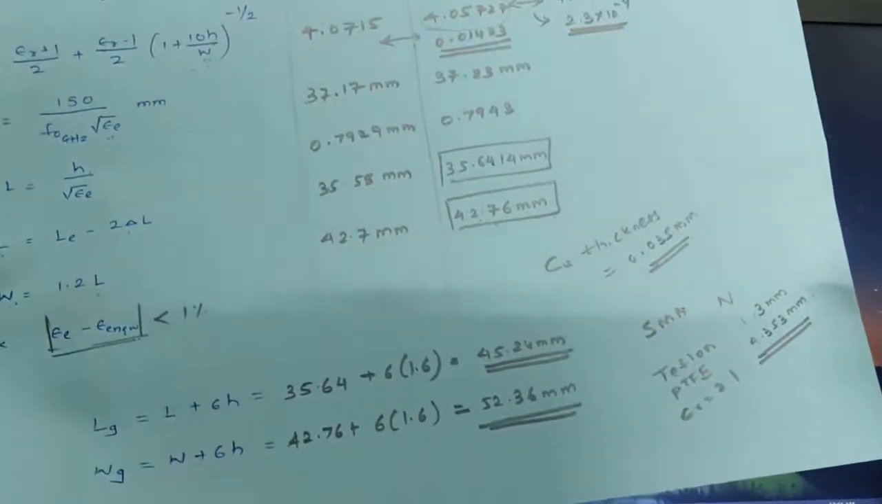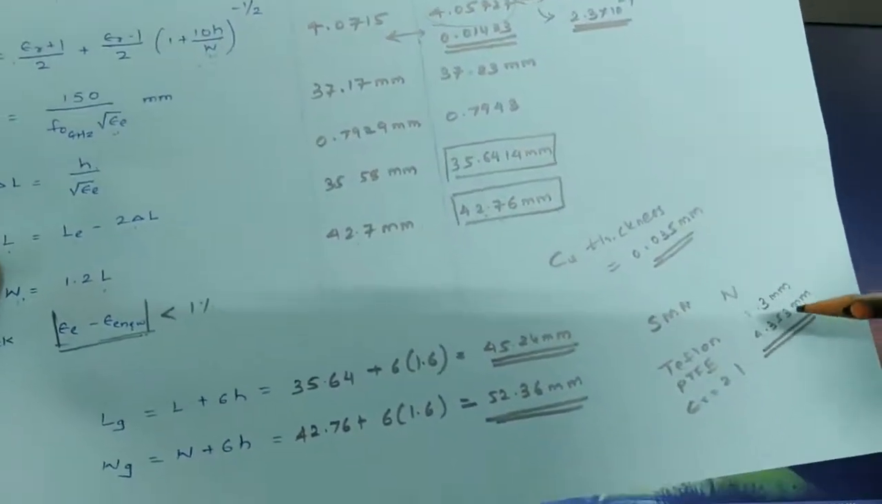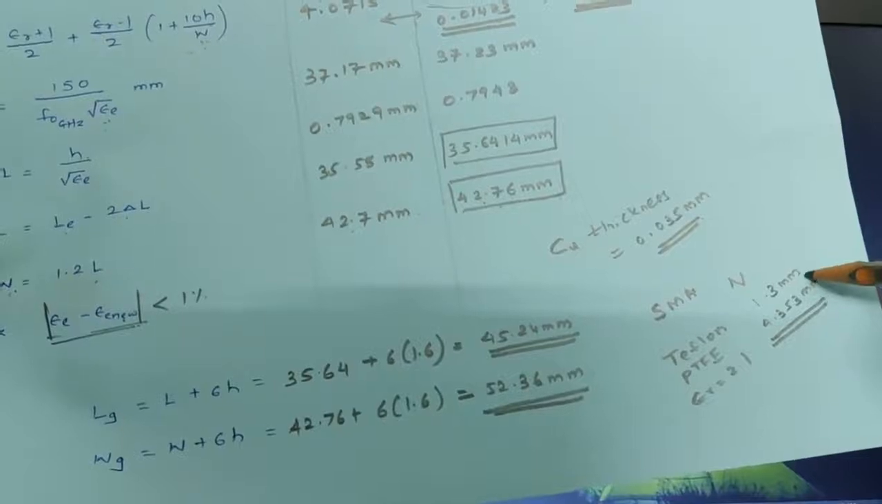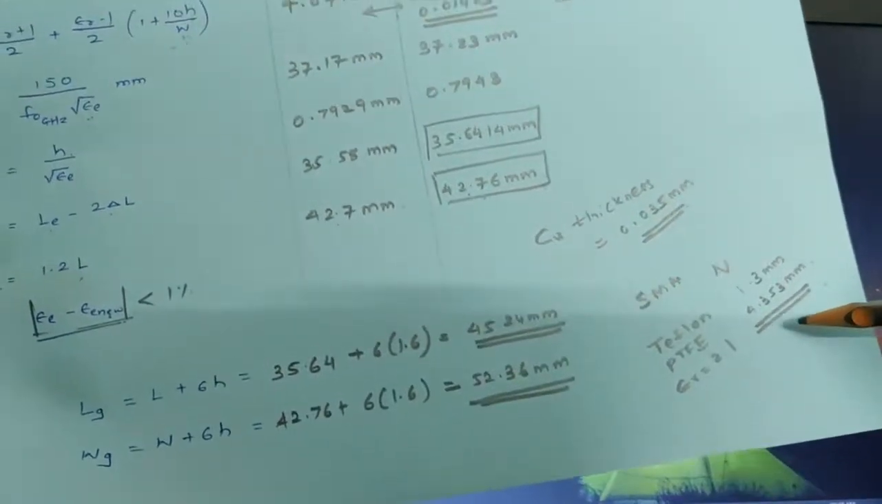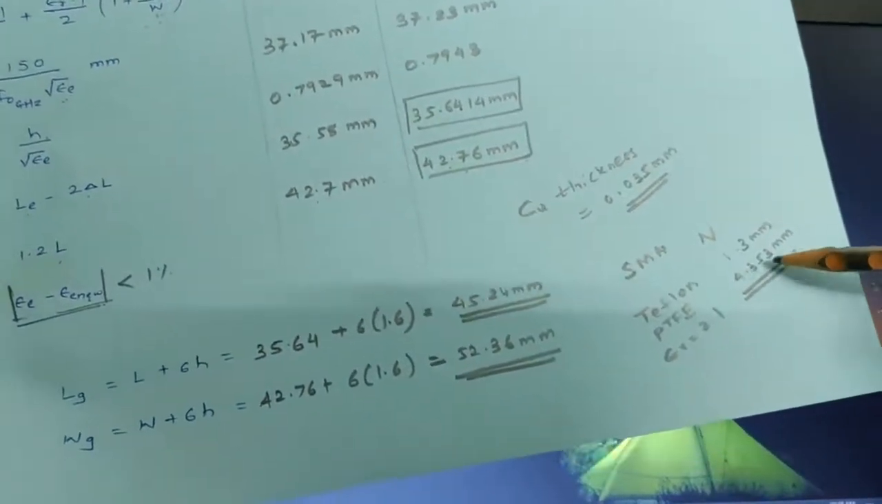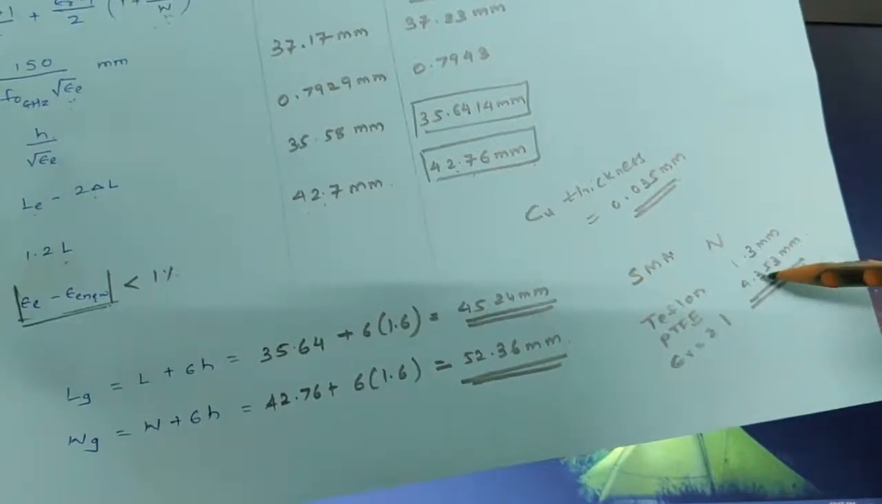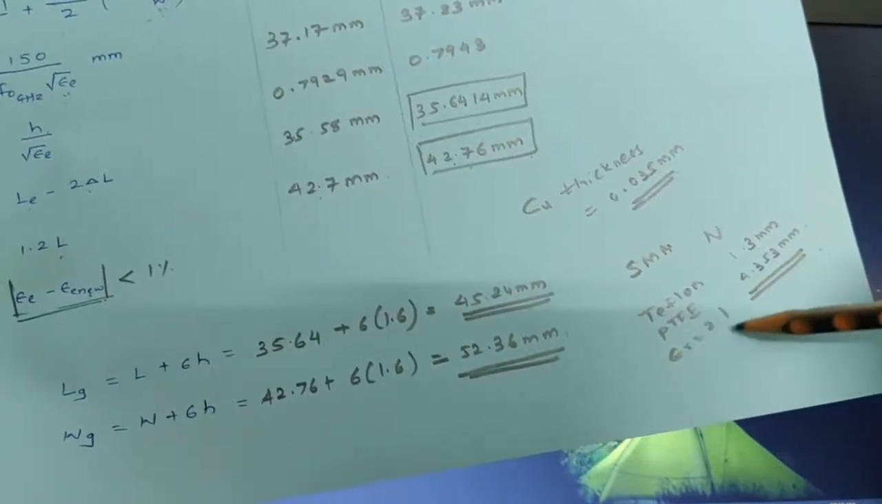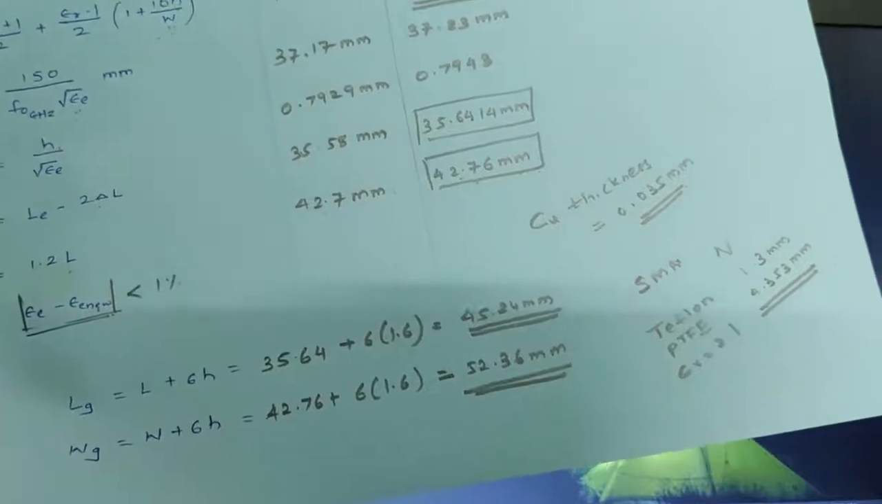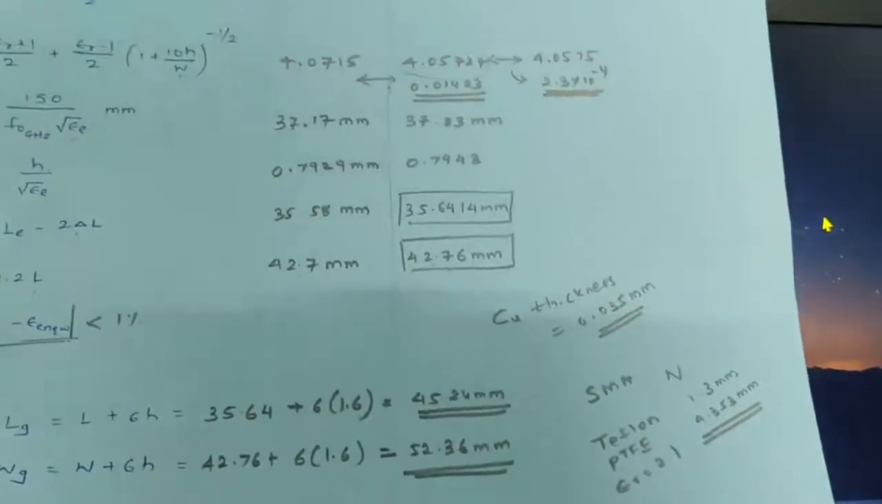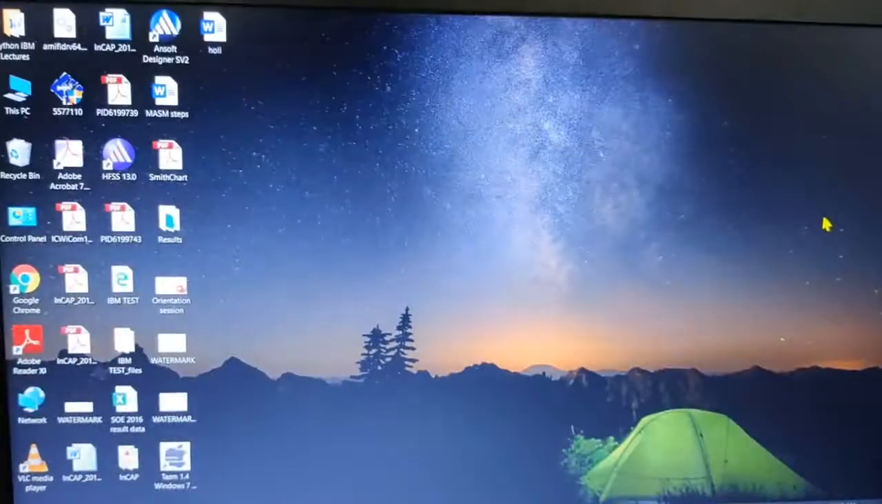For an SMA connector, the inner conductor diameter is 1.3 mm while the outer conductor diameter is 4.353 mm, and in between the inner and outer conductor you have a Teflon material that has epsilon r equal to 2.1. So we'll see the CST implementation.